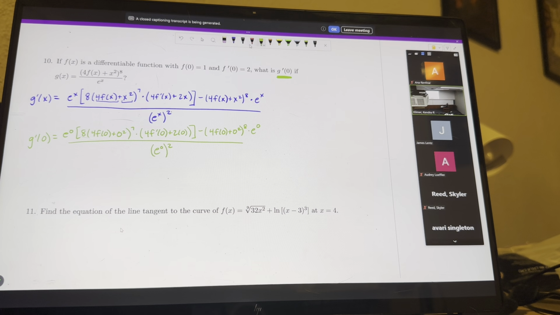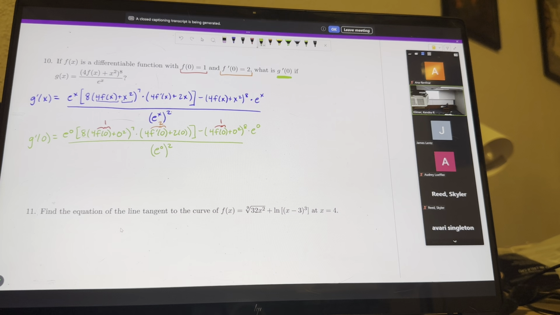All right, so we are told that f of 0 is 1, so every occurrence of f of 0 we can replace with 1. And then we are told that f prime of 0 is 2, so every occurrence of f prime of 0 we can replace with 2.